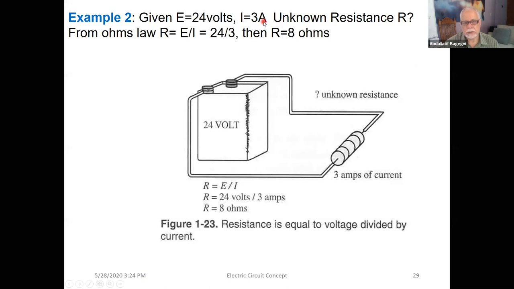Okay? And as we said, 1 ampere is equivalent to 6.24 multiplied by 10 to the power 18 electrons per second passing in the wire. So here, with 3 amps, if we measure how many electrons pass through this wire, that will be 3 times 6.24 multiplied by 10 to the power 18 electrons per second.